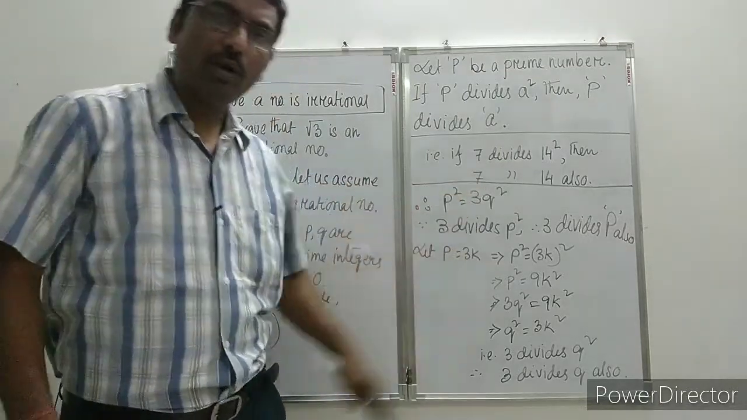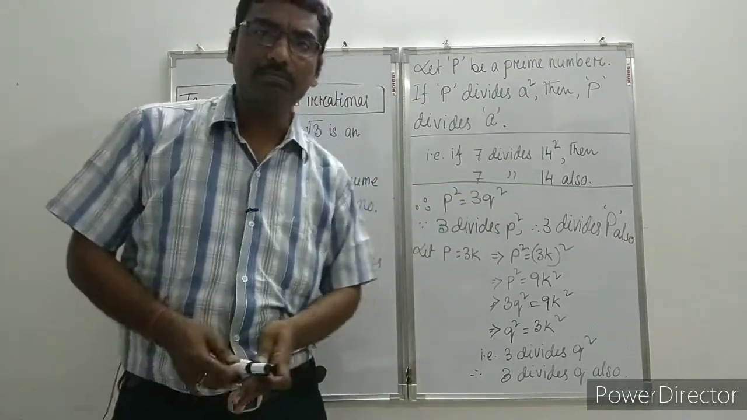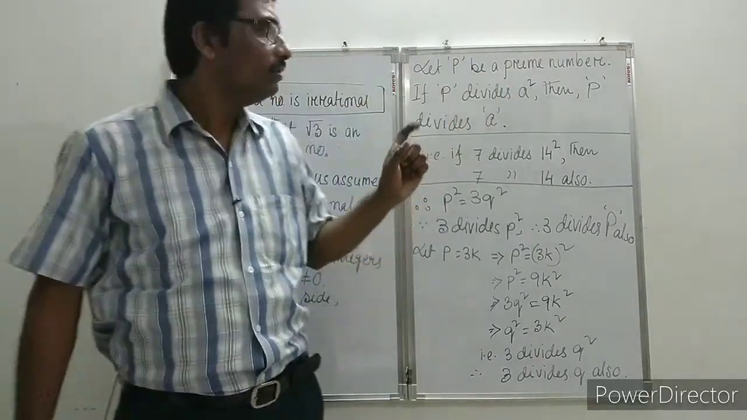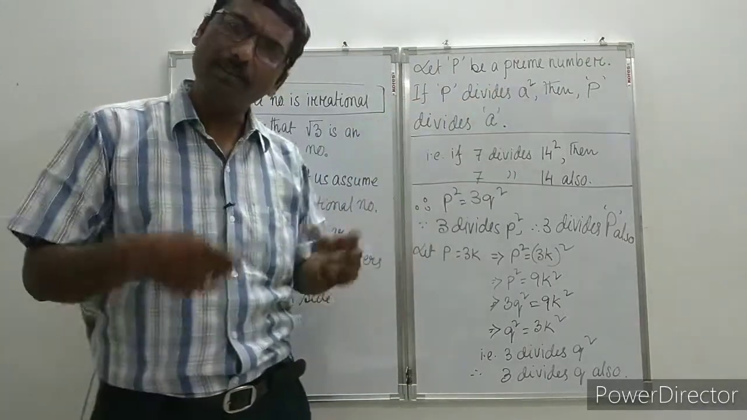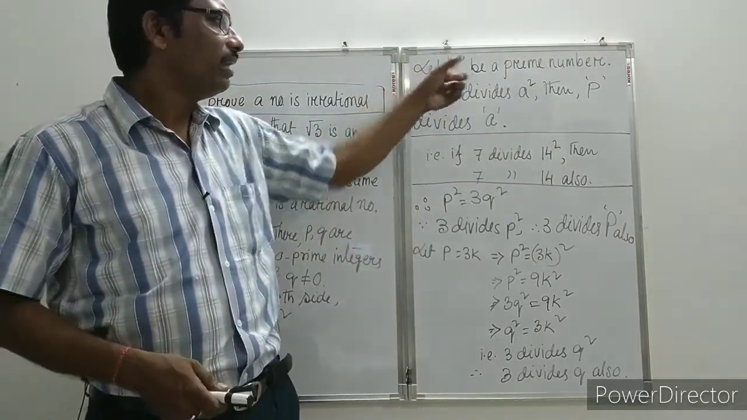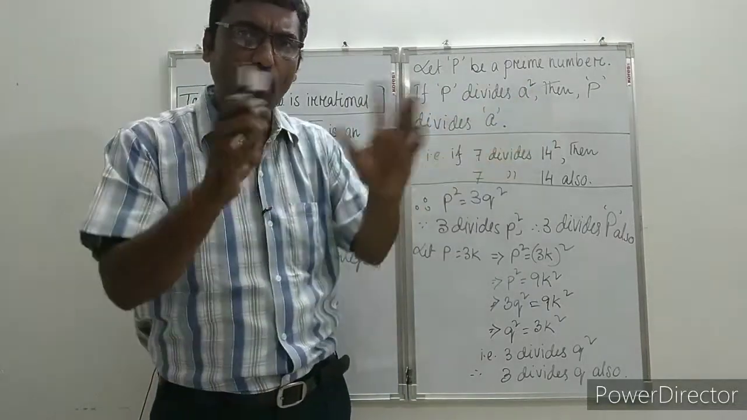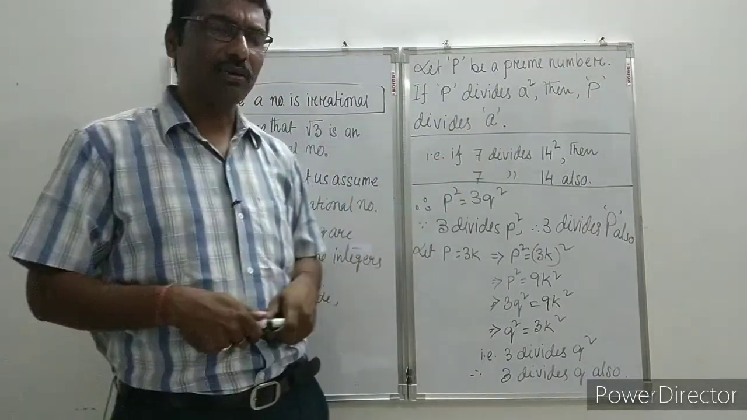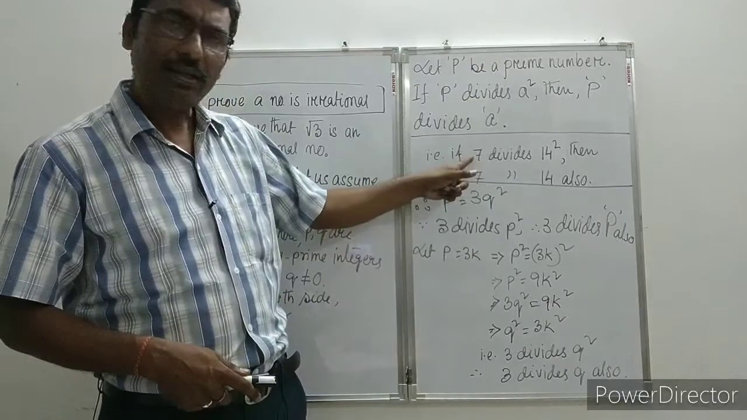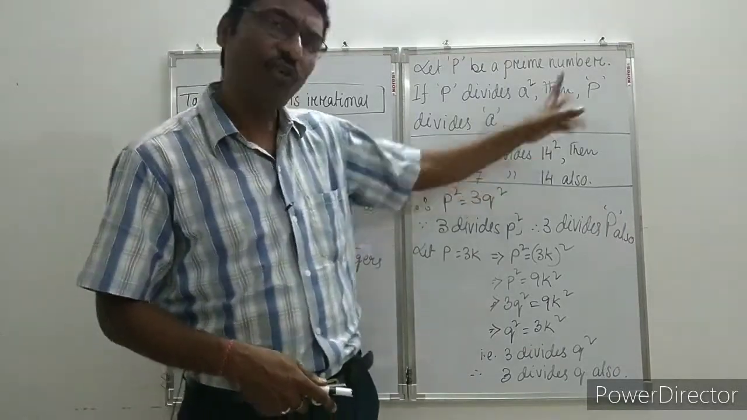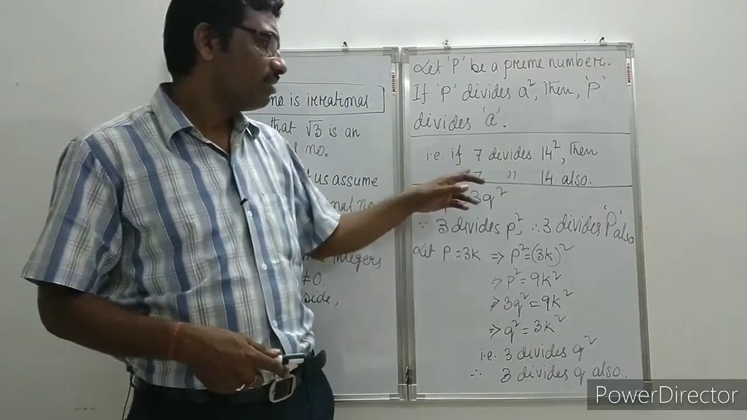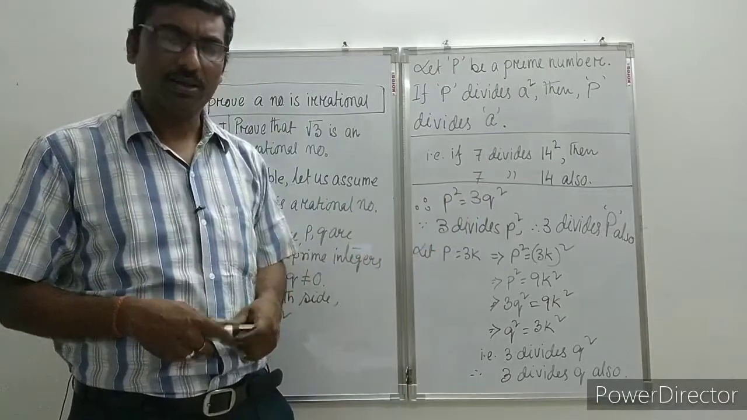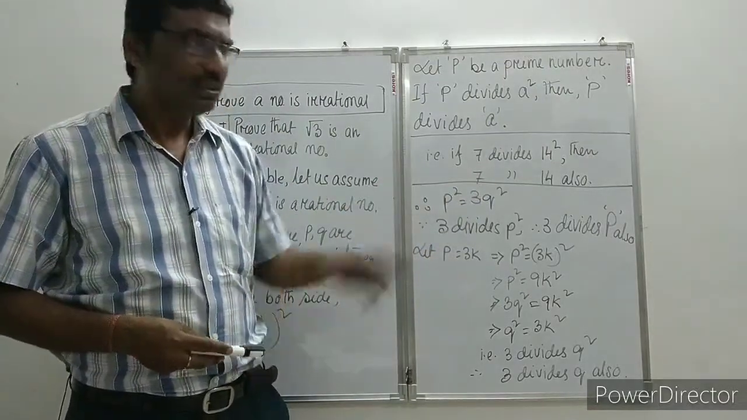Now what does it mean? After that, you recall a theorem. What is the theorem? If p is a prime number and p divides a square, then p divides a also. That means p divides the number whose square it is. As an example, if 7, a prime number, divides 14 square, that is 196, then 7 will divide 14 also, that means 14 is also divisible by 7. So that is the theorem.